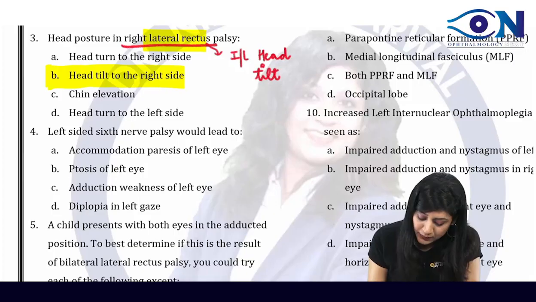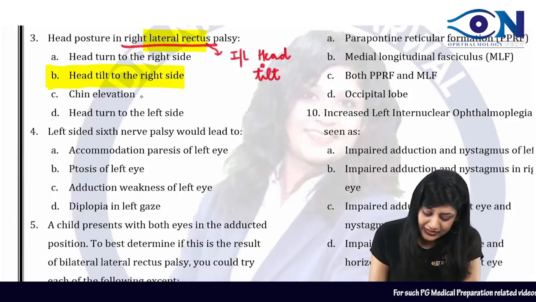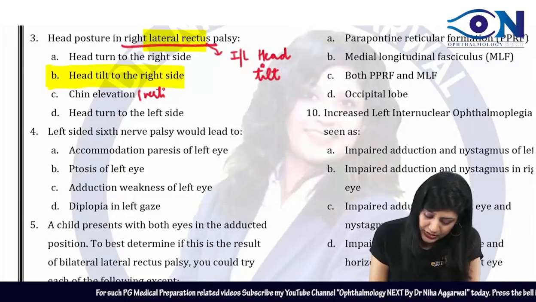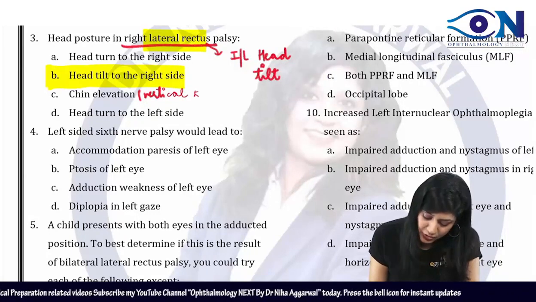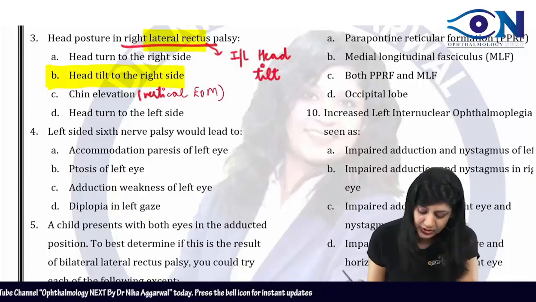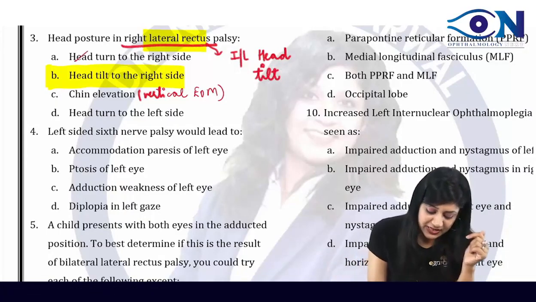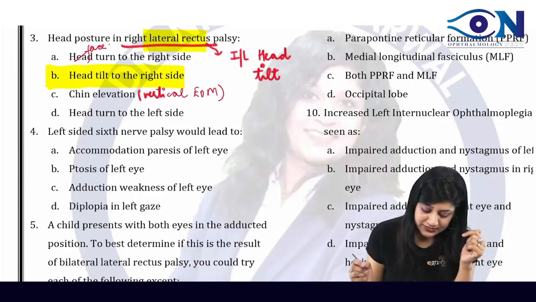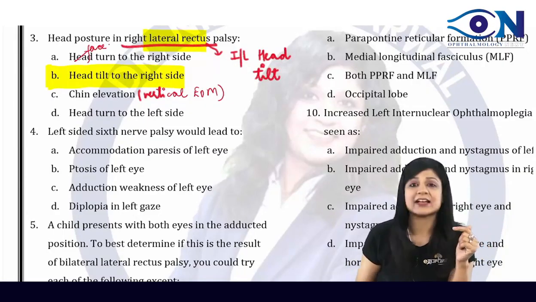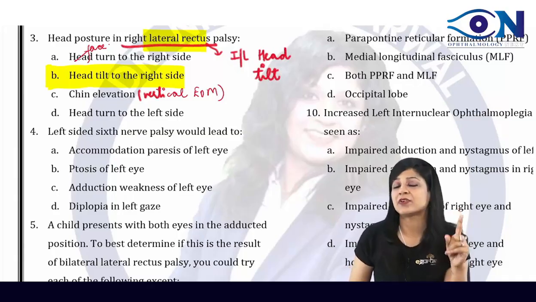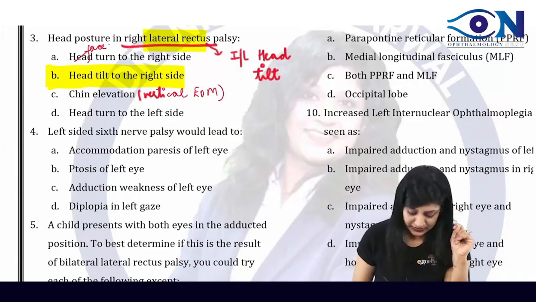Usually, you have to remember one thing. When you have chin elevation, this is for the vertical muscles. Usually with the vertical extraocular muscles, you will have chin elevation, and face turn is taking place by the horizontal muscles, and the head tilt is usually for the obliques. But because of the isolated nerve palsy, lateral rectus is also going to give you the head tilt.